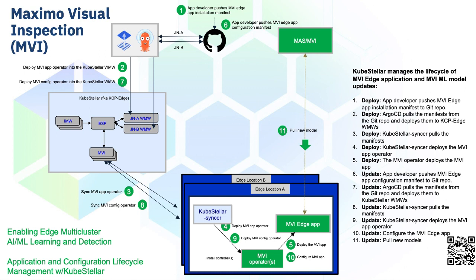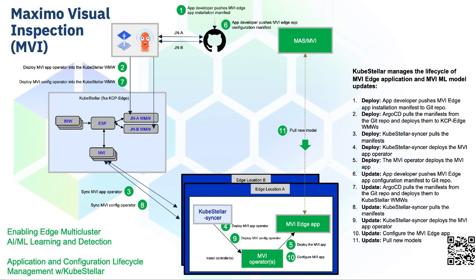And again, at 7, Argo pulls the new manifest from the Git repo and syncs it to the KCP Edge workload management workspace. At 8, the KCP Edge syncer pulls the new manifest from the center, and at 9, the syncer deploys the MVI configuration operator, and the configuration operator proceeds to configure the MVI Edge application connected to the hub at step 10. Finally, step 11 shows that the MVI Edge app pulls the desired models and data from the MVI hub at the center.